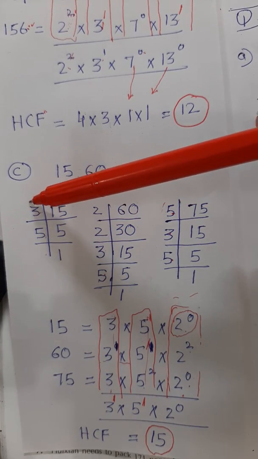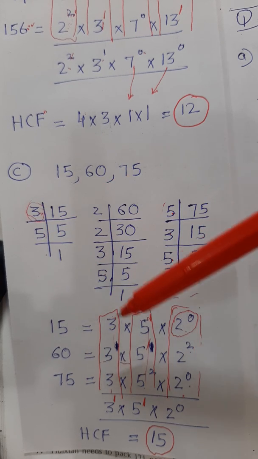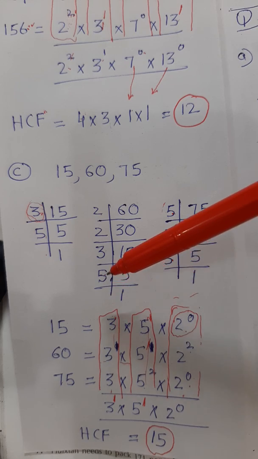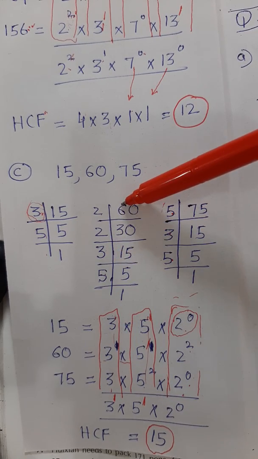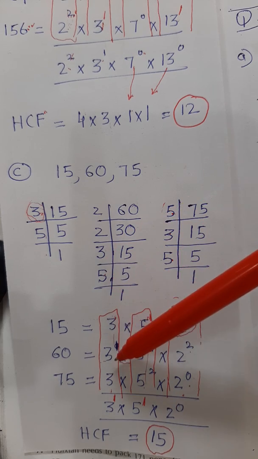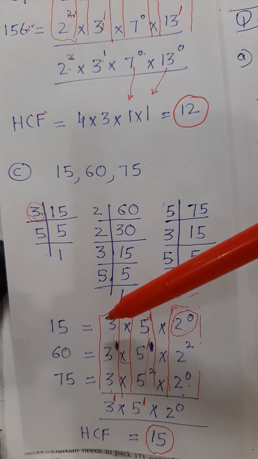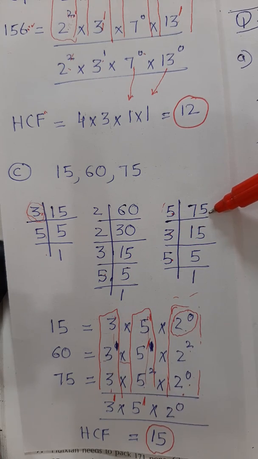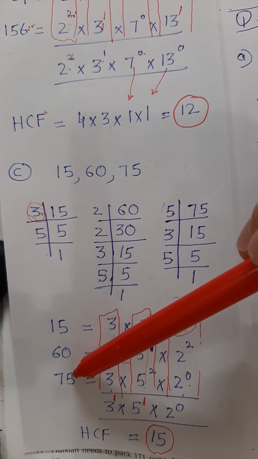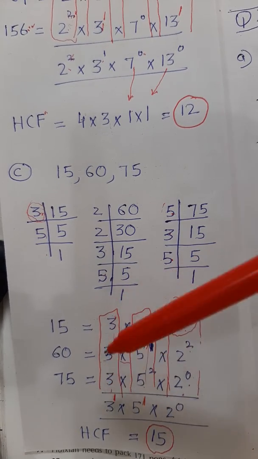Now first of all work on the factor 3. Write down 3 from factors of 15. Now look for the same factor 3 in factors of 60. Yes, we have got 1 3. So write down the 3 under this 3. Then look for 3 in factors of 75. Yes, we have got a 3. So write down this 3 in factors of 75, in the same column where you are writing 3.